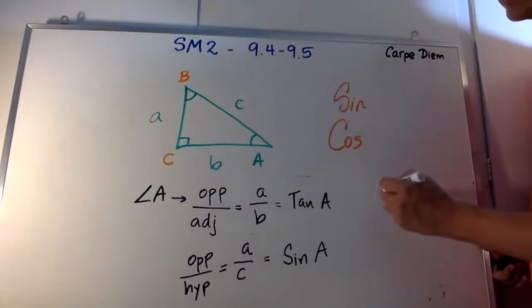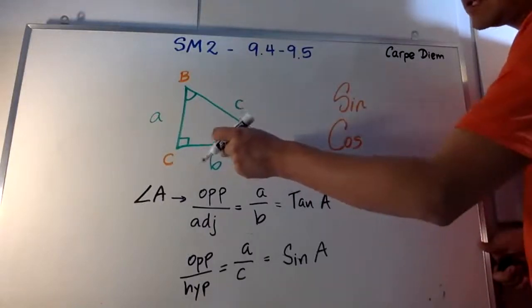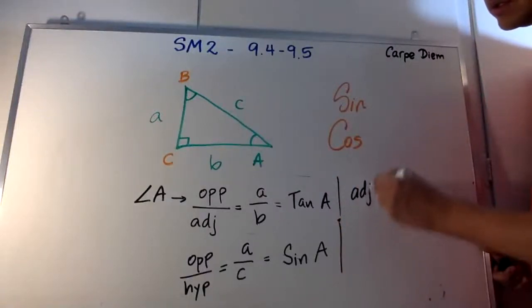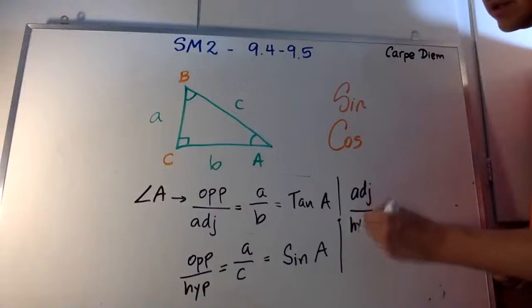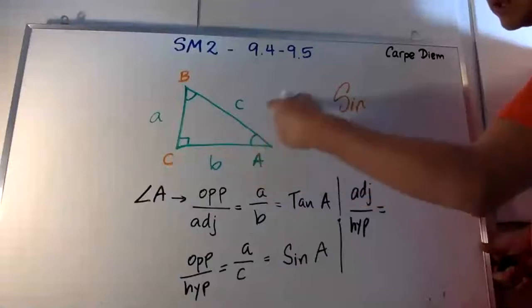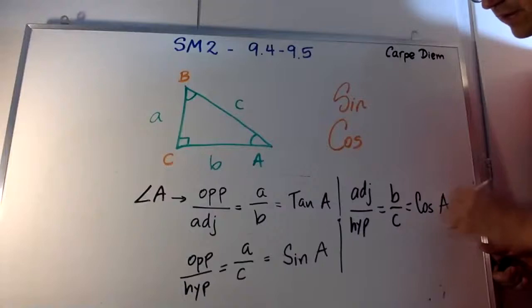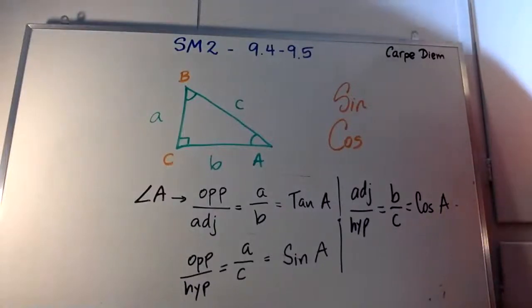If I do, what are we missing? I have to do this divided by this. If we do adjacent divided by the hypotenuse, that's, in this case, B divided by C, is what we call the cosine of A. All right. That is the definition.